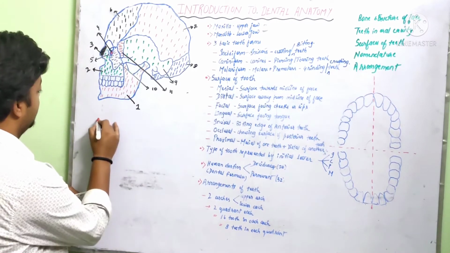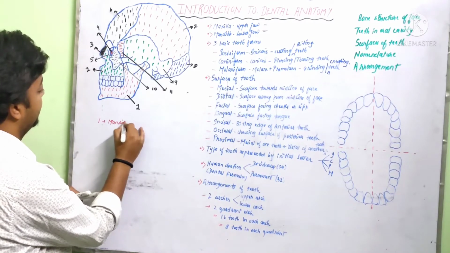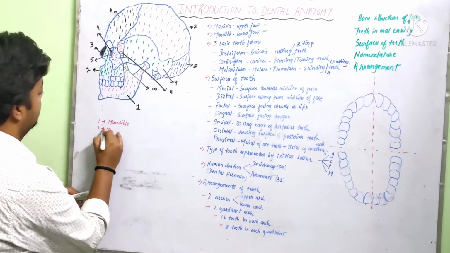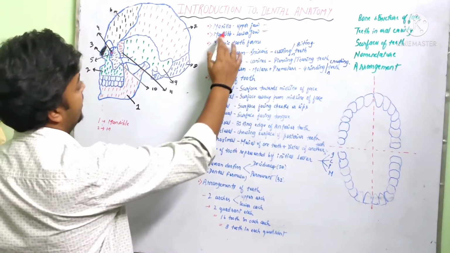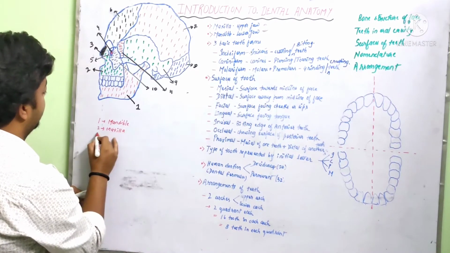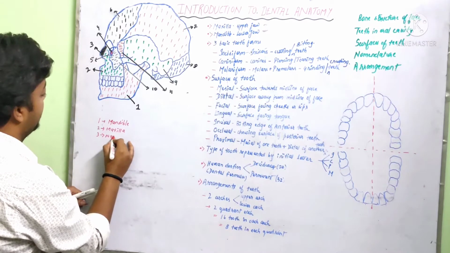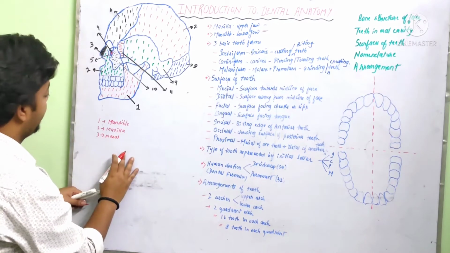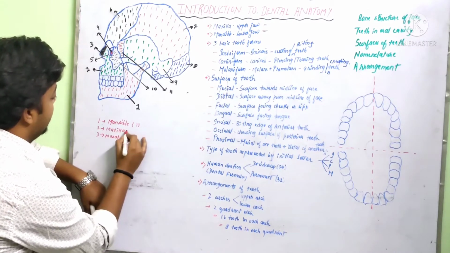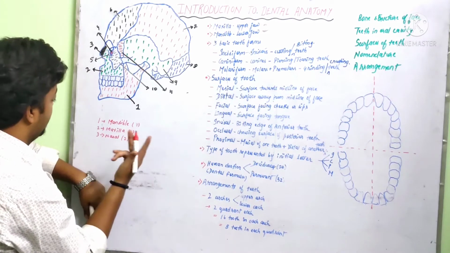So guys, first we have the mandible, and second we have the maxilla. The mandible is the lower jaw, and the maxilla is the upper jaw. So write it down. Number third we have here is the nasal bone, which forms the bridge of the nose. Now one more thing here is that the mandible is 1 in number, the maxilla is also 1 in number, but nasal bones are paired structures, they are 2 in number.